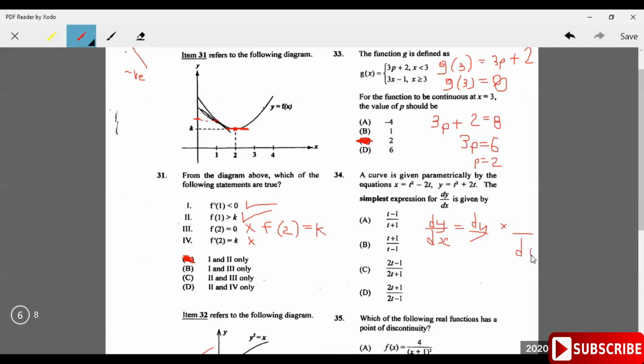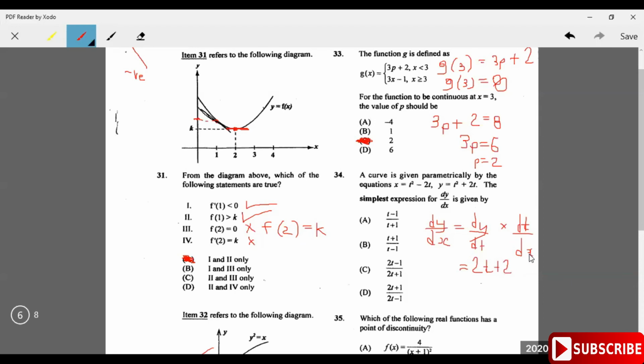So we can just put dt right here and put dt right here. So that's dy by dx. dy by dx is dy by dt times dt by dx. Now dy by dt is going to be equal to the differential of y with respect to t, which is 2t plus 2. Then we're going to multiply it by dt by dx.